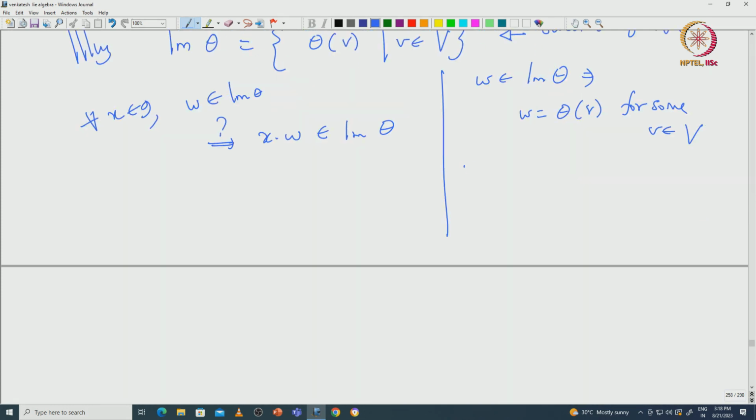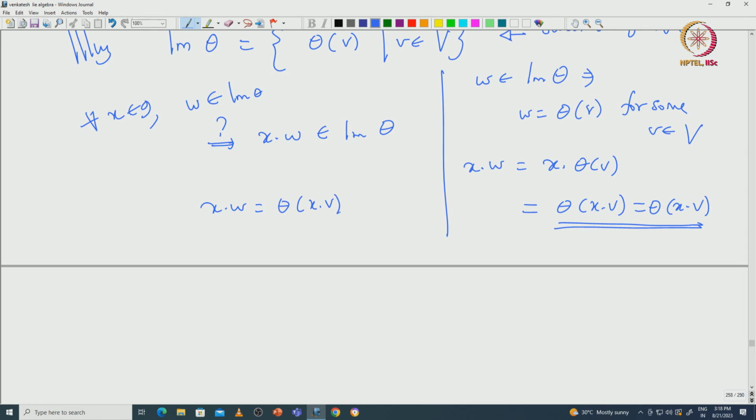So, now if you compute x dot W, that will be x dot theta of V, which will be theta of x dot V. So, we wanted to prove x dot W is in the image. Okay, this is x dot V. So, you can see that this is already in the image. So, x dot W is nothing but theta of x dot V. So, that is again in the image of theta. So, this proves that image of theta is again a submodule for the image space or the codomain. Okay.